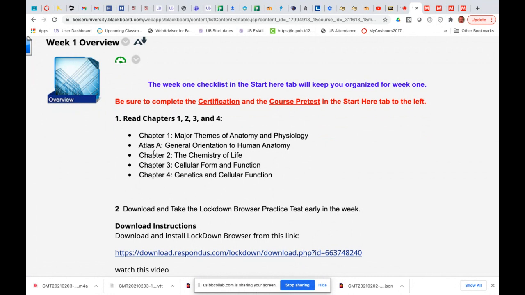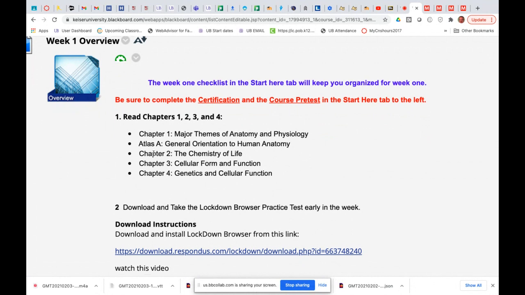And those are 2 separate exams. The lecture uses Lockdown Browser, and the lab is going to use the Connect link. And I'll show you that. We'll walk you through it.